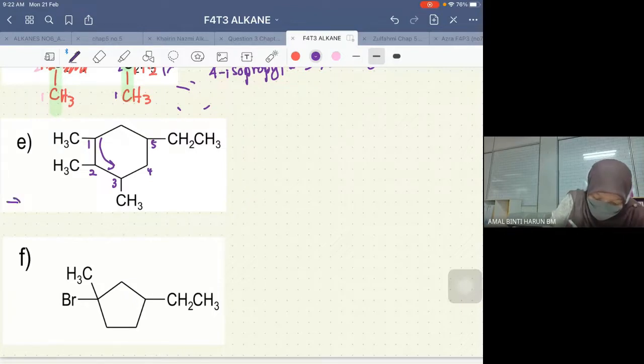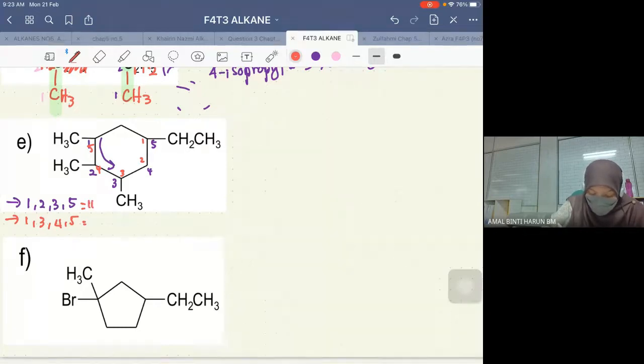So, 1, 2, 3 substituent dia. And then, substituent at number 5. Ataupun, kalau ni nak numbering daripada atas ni, 1, 2, 3, 4, 5. So, kalau merah ni, 1, 3, 4, 5. Siapa yang banyak? The 6 dia. 8, 9, 10, 11. 9, 10, 13. So yang colour purple kita numbering ni.